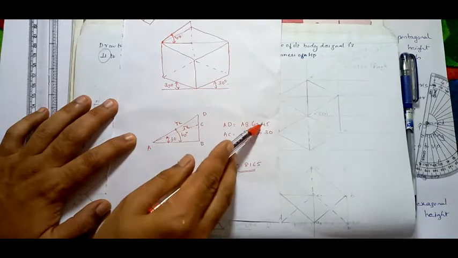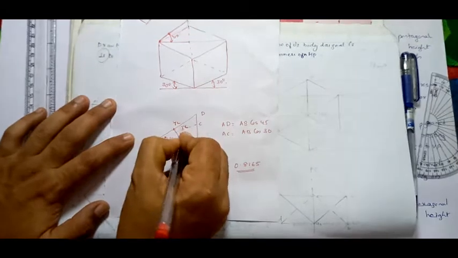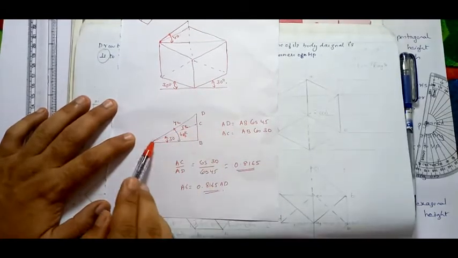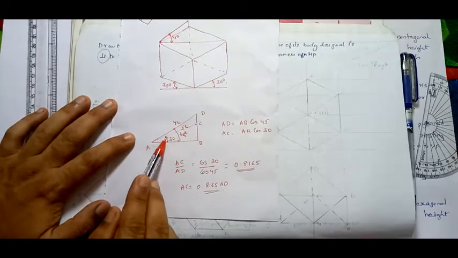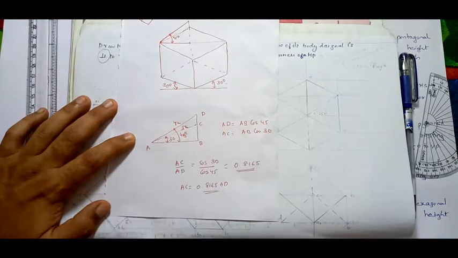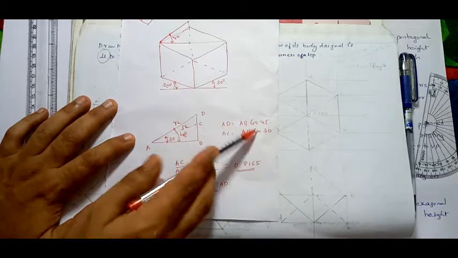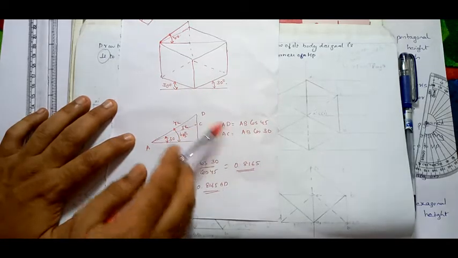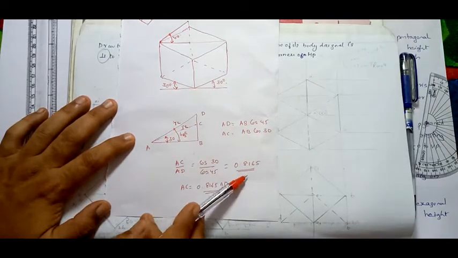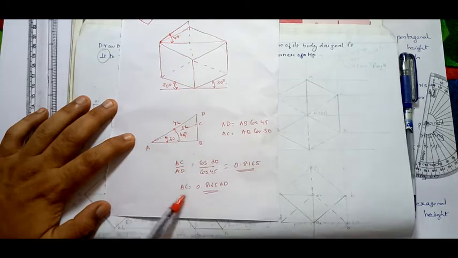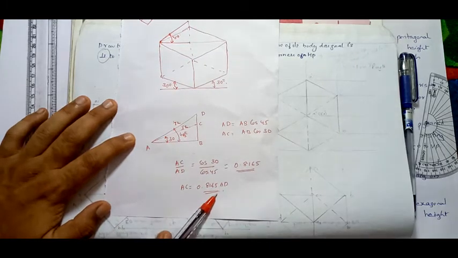So AD will be equal to AB cos 45, and AC will be equal to AB cos 30, based on the trigonometric function. Now I am taking the ratio AC by AD, which will be equal to cos 30 by cos 45, which equals 0.8165. So AC is equal to 0.8165 into AD.